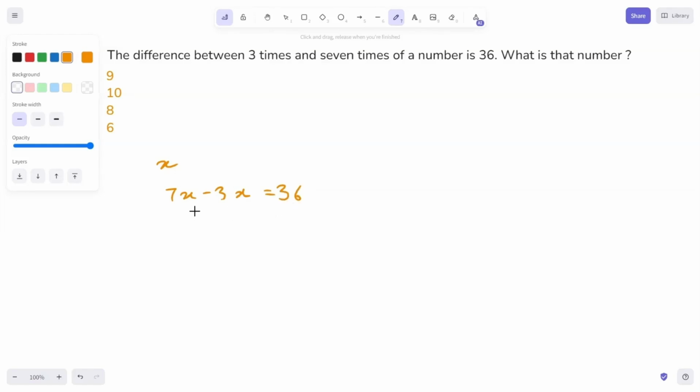If we solve this equation, 7x minus 3x is basically 4x, which is equal to 36. Now simplify this equation. To solve for x, divide both sides by 4. So x equals 36 by 4. Now we will divide it, so our answer is 9. So we can say that our first option is the correct option.